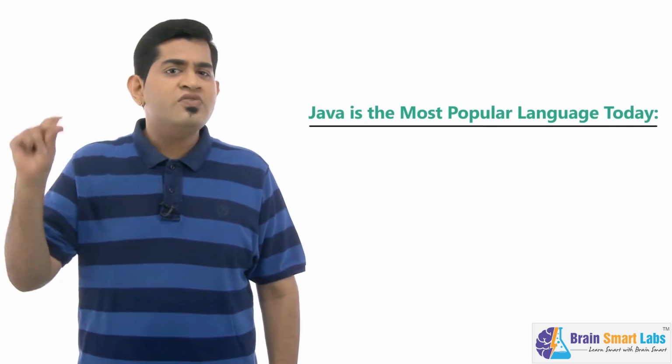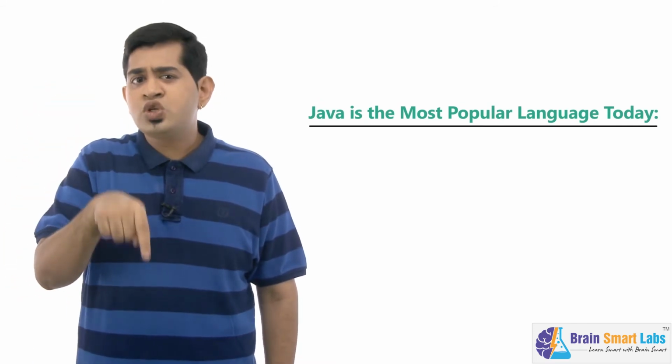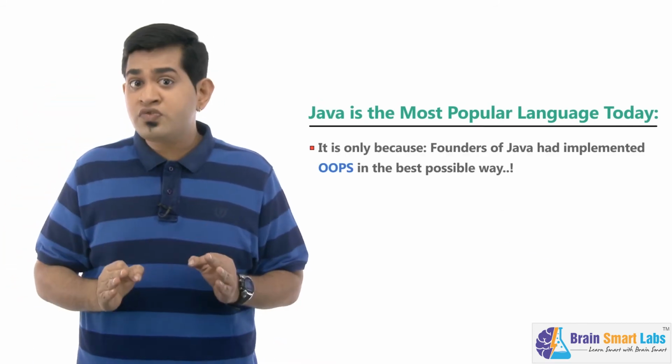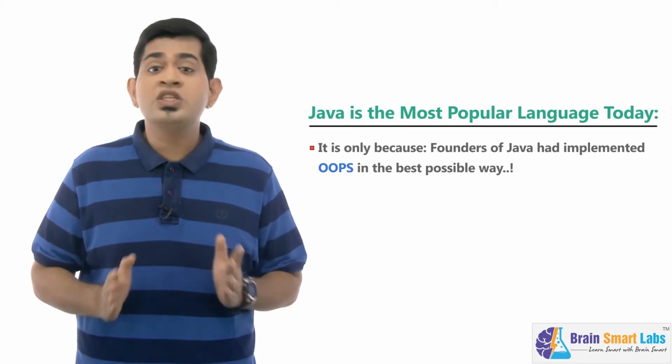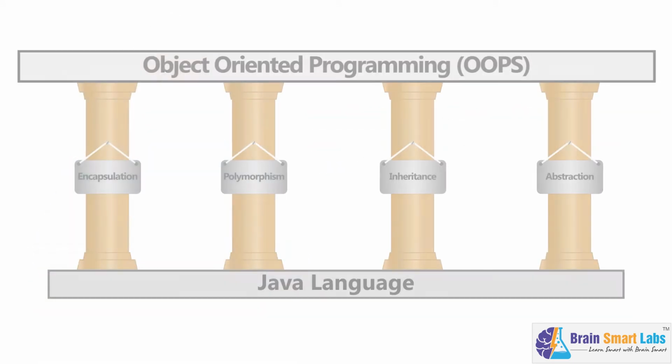Guru, Java's bytecode is more versatile, okay? Other languages also provided platform independency, no? But why did they not become popular? Why only Java? That is because Java had implemented OOPS in the best possible way. If Java is the most popular language today, it is because the founders of Java have implemented OOPS in the best possible way. That is correct.